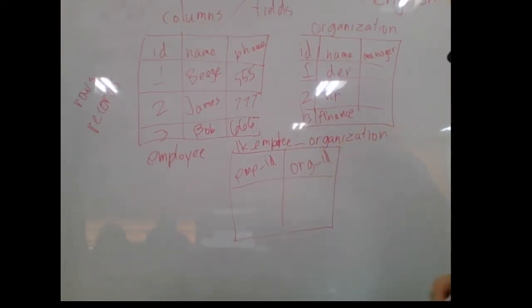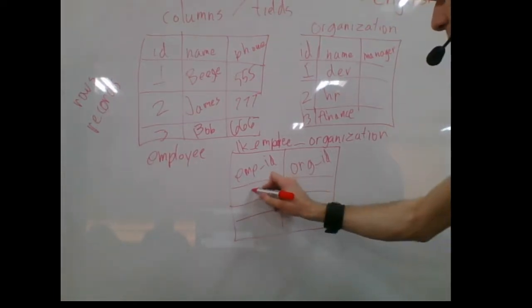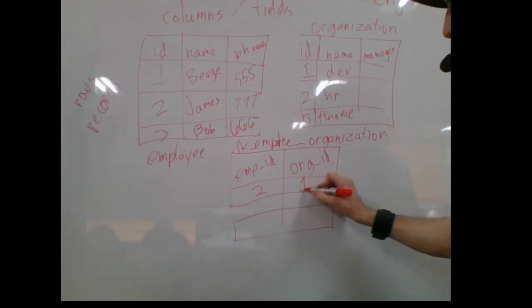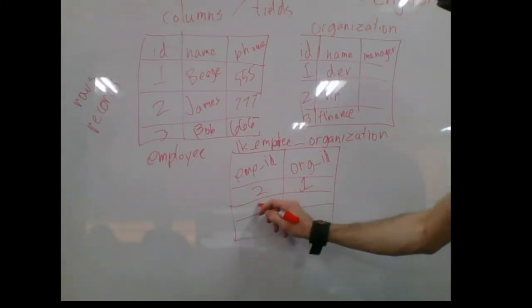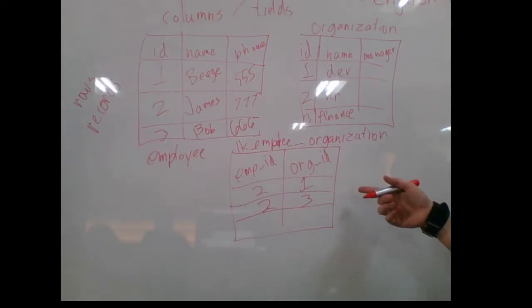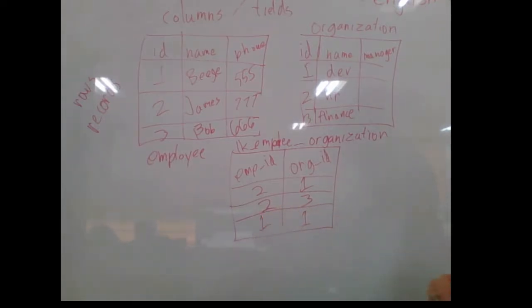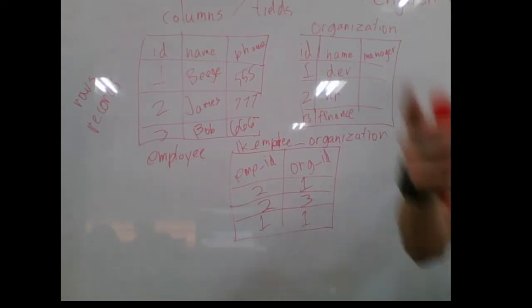And in this case, we could say James is in dev and James is in finance. And there you go. And Beej is also in dev. But I'm not getting anywhere near finance. You're on your own. What's up?